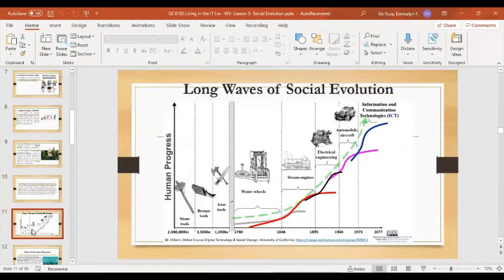Then we also have here an illustration of the long waves of social evolution. As you can see, it depicts how technology has advanced through time, from stone tools to bronze to iron tools to water wheels, steam engines, electrical engineering, automobile and aircraft, and now we have ICT, or information and communication technologies. So these are the long waves of social evolution.